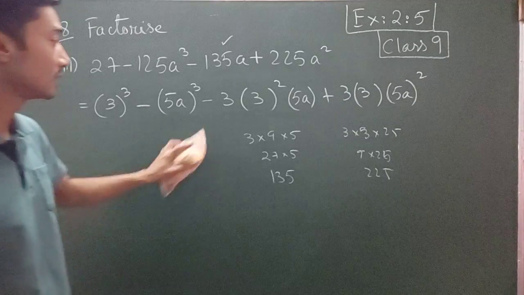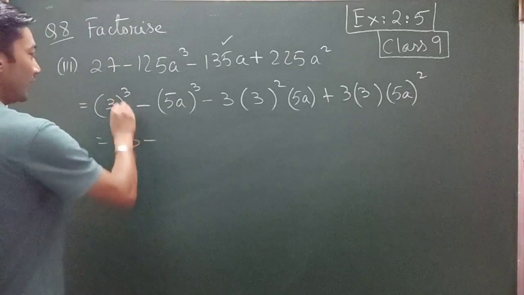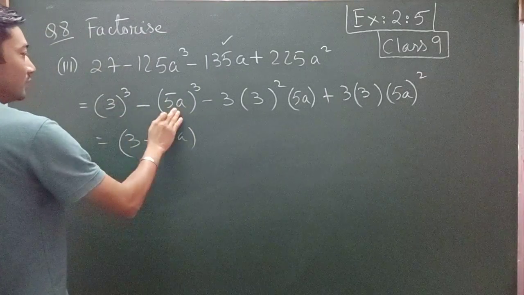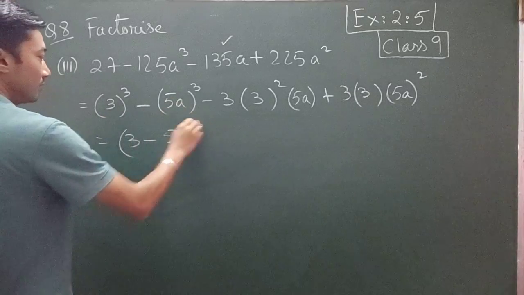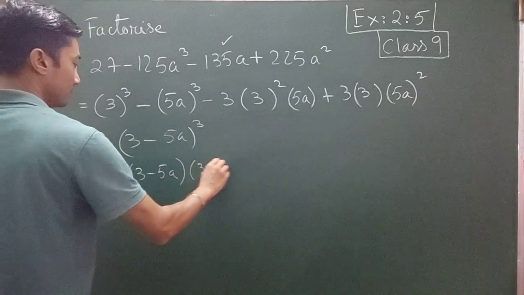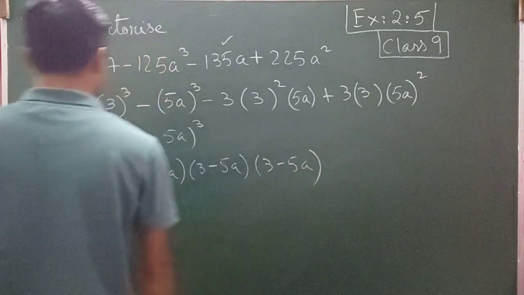So that means we can write this as 3a minus, because it's a, it's b, so a minus b whole cube. This, of course, in terms of factorized form, we'll write it as this.